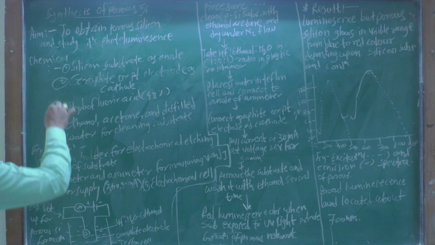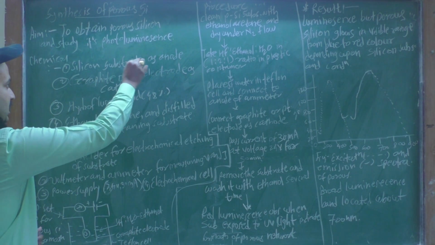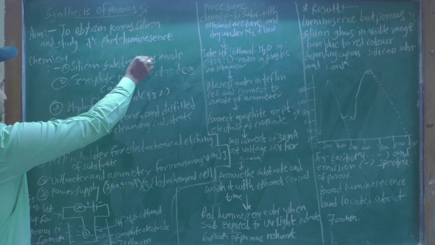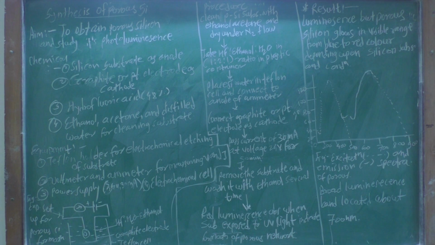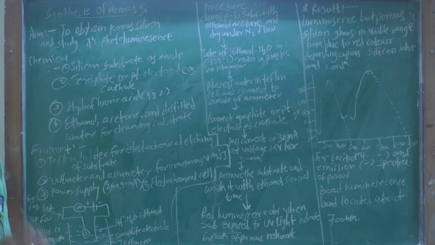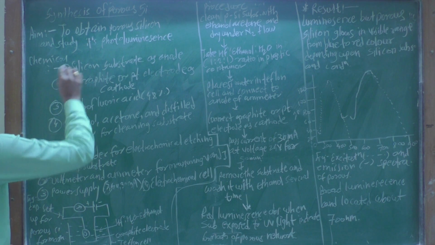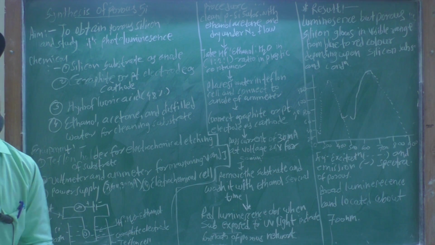Secondly, which chemicals do you have to use in this experiment? First is the silicon substrate as the anode. You have to take the silicon substrate. What does substrate mean? Different types of silicon-containing components are known as the silicon substrate. You use this silicon substrate as a chemical in the synthesis of porous silica.